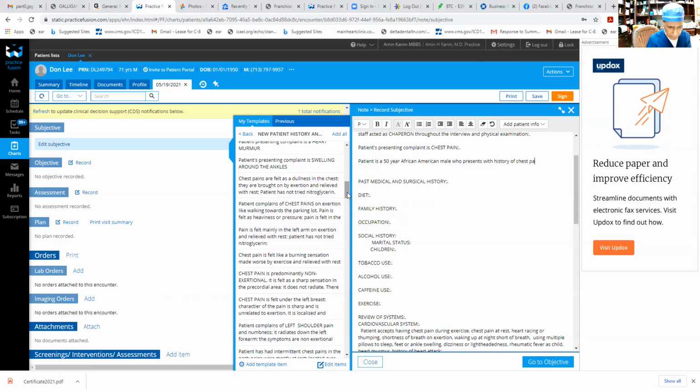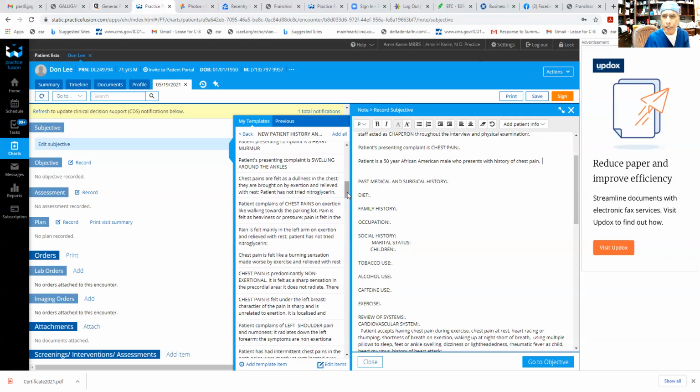Now, note I didn't write "HX of CP" like some interns do. Try to write shorthand. Write the whole thing so that anybody can read it, and then you go on. Now, of course, I won't teach you here. Write what about the chest pain.